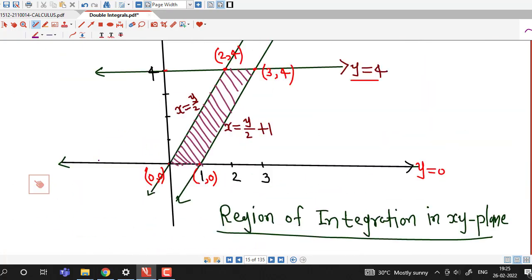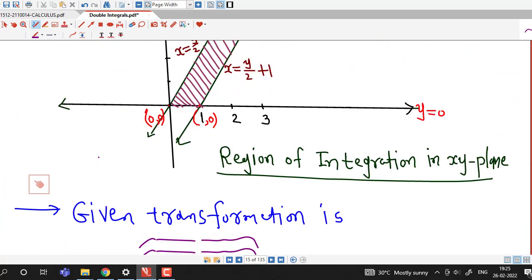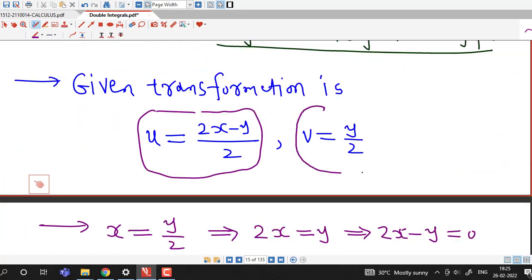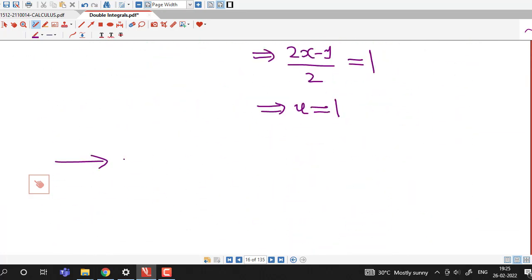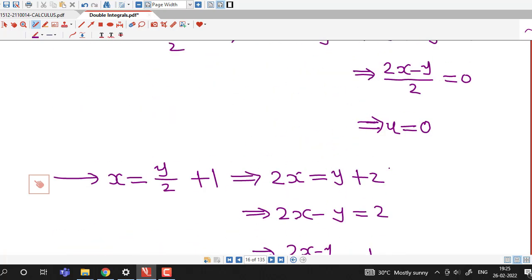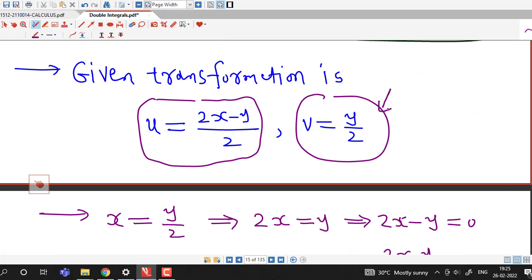Then the other curves are y equal to 0 and y equal to 4. For that we can use this v equal to y by 2. So suppose I consider y equal to 0, I can say that y by 2 is also 0 and y by 2 is v. Therefore v equal to 0. y equal to 0 will be converted into v equal to 0, and y equal to 4 will be converted into v equal to 4 by 2, that is 2.